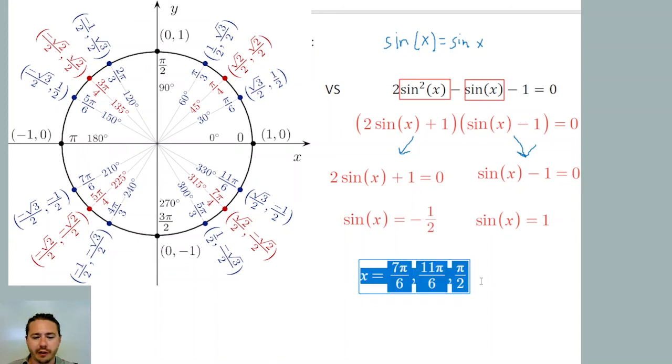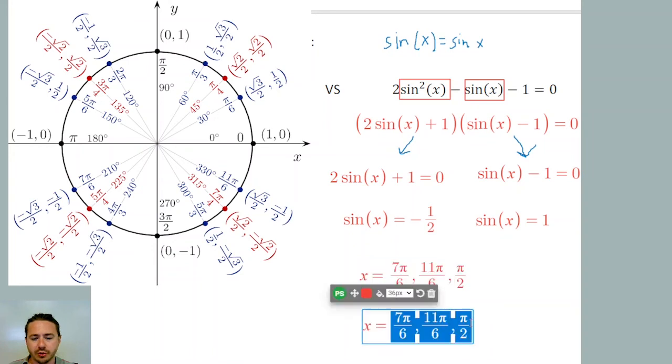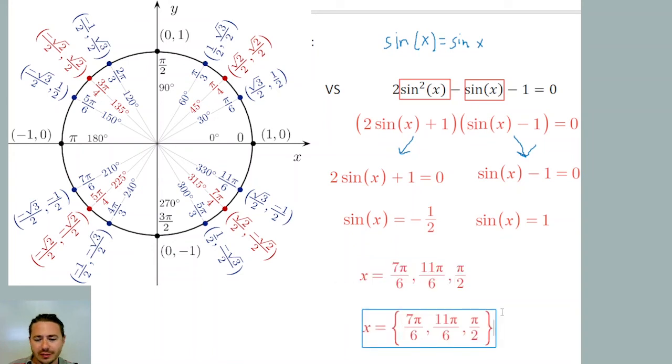And if we want to give the general solution, we would just tack on the plus 2 pi n. Again, I'm usually not going to ask you for both of these. I'll usually just ask you for one of them, either the restricted solution or this general solution.